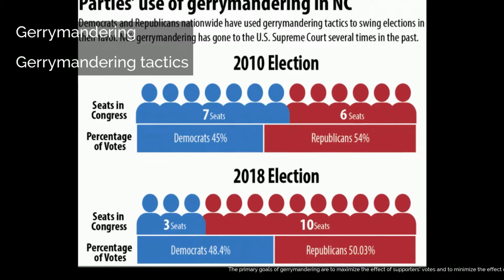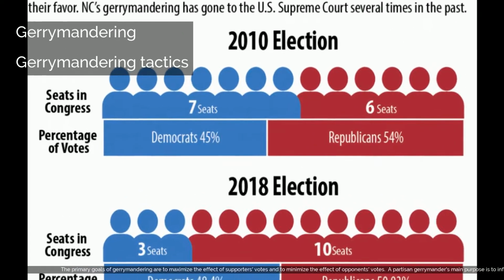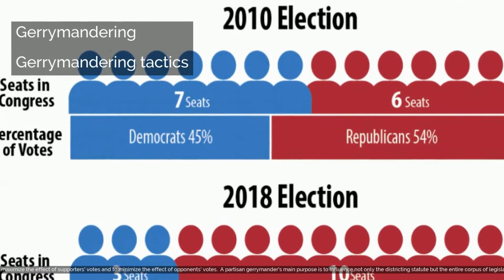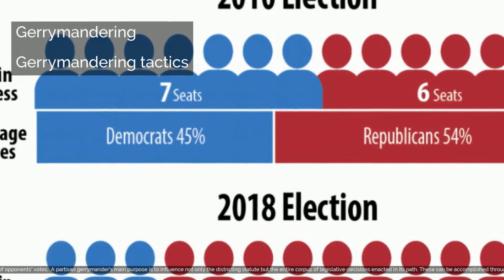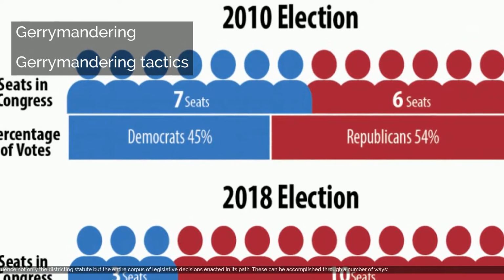The primary goals of gerrymandering are to maximize the effect of supporters' votes and to minimize the effect of opponents' votes. A partisan gerrymander's main purpose is to influence not only the district and statute but the entire corpus of legislative decisions enacted in its path. These can be accomplished through a number of ways.